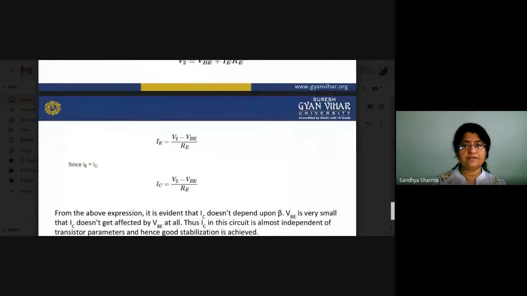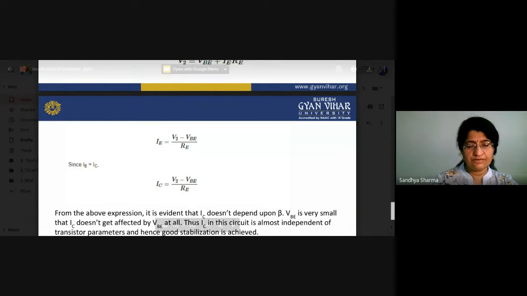So that is basically equal to IE, that is equal to V2 minus VBE upon RE, and IC is again equal to V2 minus VBE upon RE. So that is basically the value of IC and IE, both are equal values. So the formula is also the same.